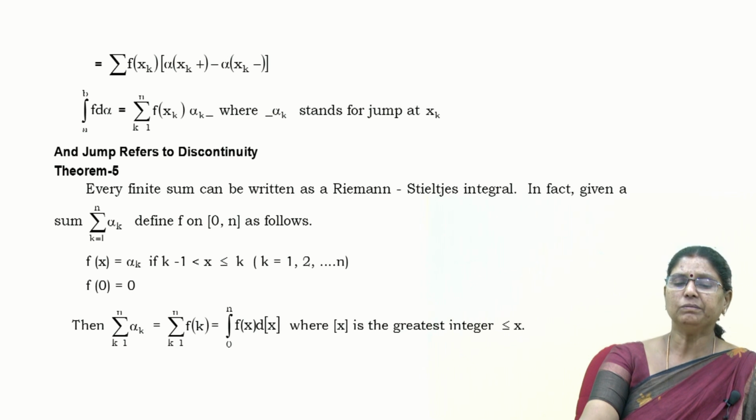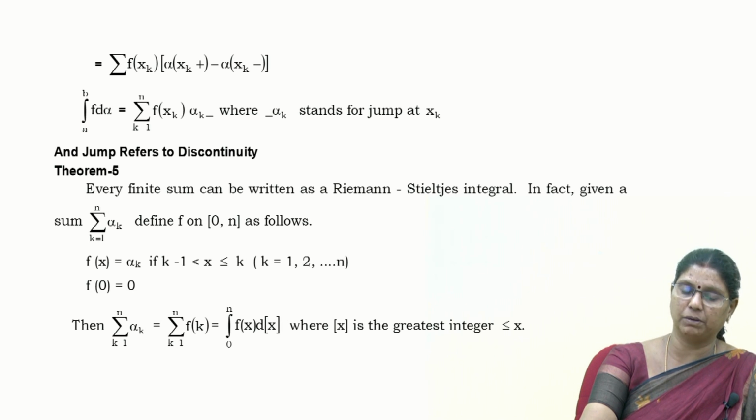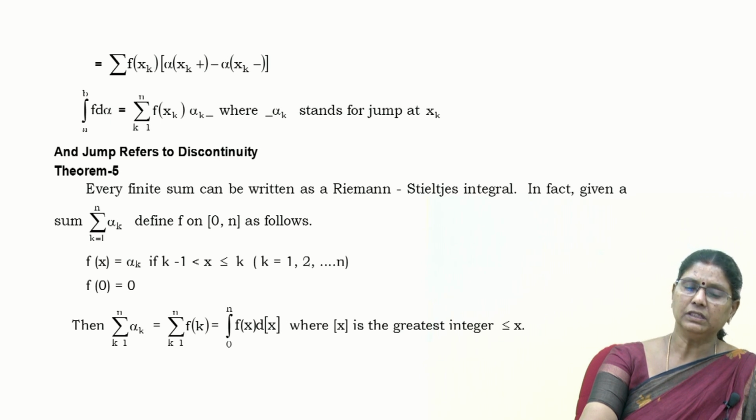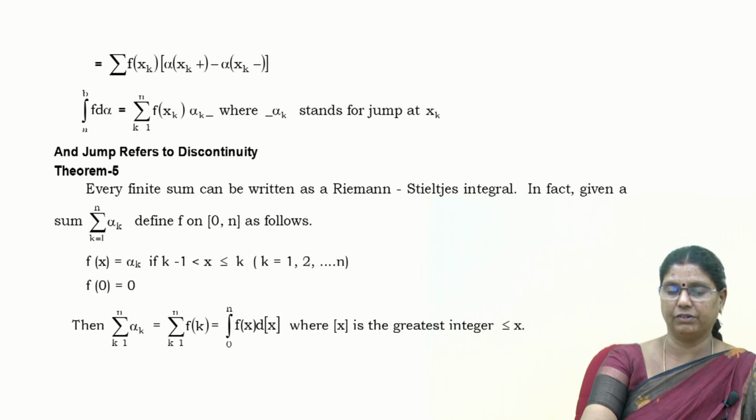Next, we have: every finite sum can be written as a Riemann-Stieltjes integral. In fact, given a sum of a_k, define f on the closed interval [0, n] as follows: f(x) = a_k if k − 1 < x ≤ k, and f(0) = 0. Then the summation of a_k equals the summation of f(k), that is nothing but the integral from 0 to n of f(x) d[x], where [x] is the greatest integer less than or equal to x.